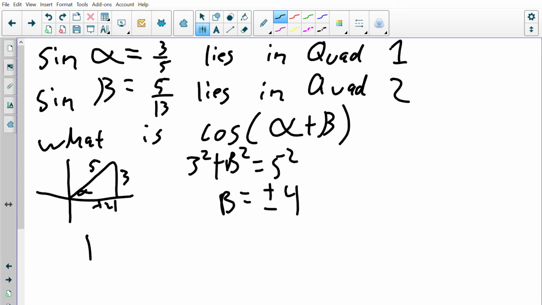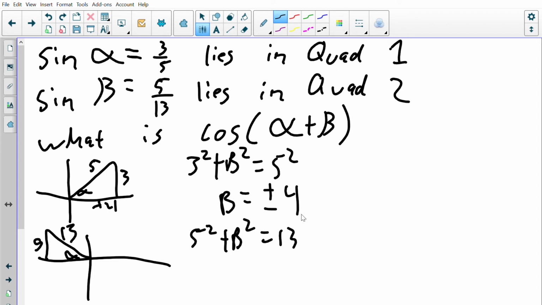Then we would do the same thing for sine beta. It says it's in quad 2. And then sine means opposite over hypotenuse. I'm going to do my Pythagorean theorem again. And when I solve for b, I get the square root of 144. So it's either going to be plus or minus 12. And because it's in the second quadrant, this is negative 12.